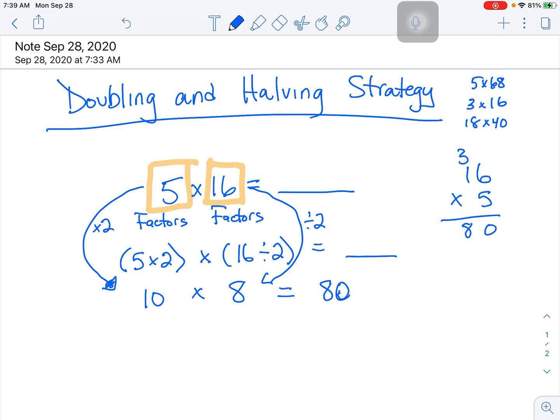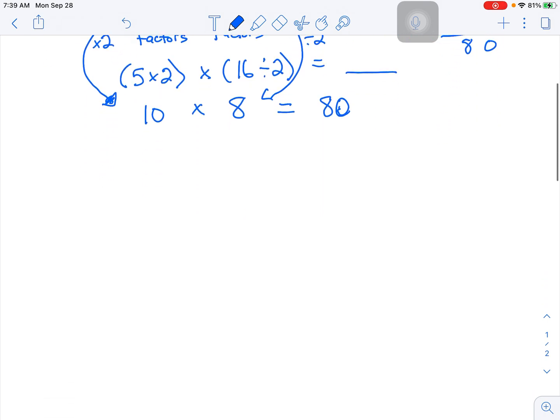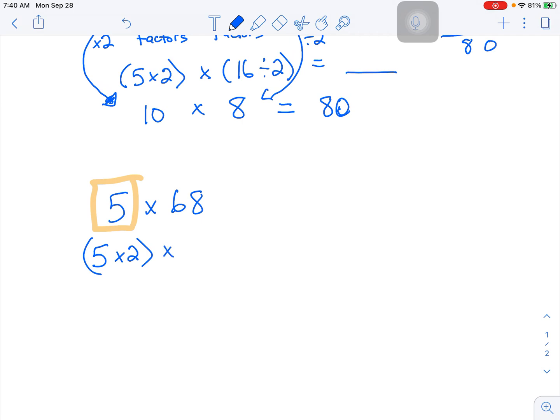Okay, let's take a peek at another one. We're going to do 5 times 68 on this one. And you're going to see that this is a strategy that works very, very well anytime that you have a 5. So let's go ahead and go through this the same way first by writing out exactly what we're doing. So I am going to double the 5. That means I'm going to take the 5 and multiply times 2. Still keep your multiplication sign that was there. The second thing I want to do is I want to take half or divide by 2 of the other factor, okay?